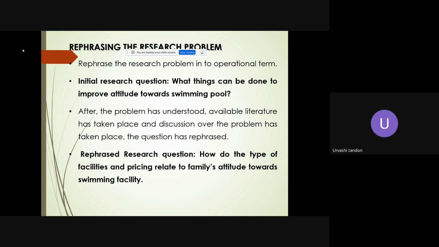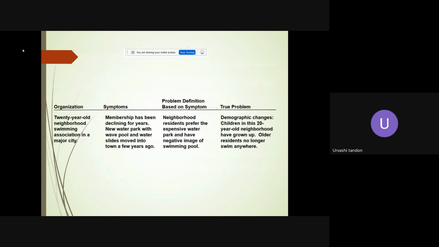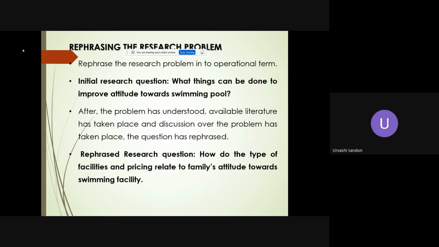Rephrase the problem into an operational term so that it is being addressed. First, let's say the initial research question is, what things can be done to improve the attitude towards the swimming pool? Remember the swimming pool example, right? That means the sales are declining and all that. So here the question is, what things can be done to improve the attitude towards the swimming pool?